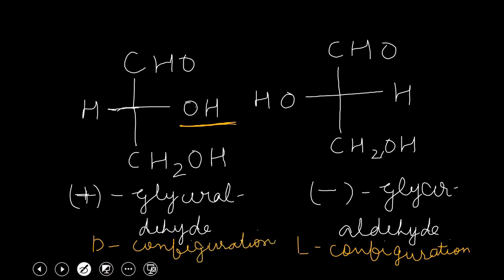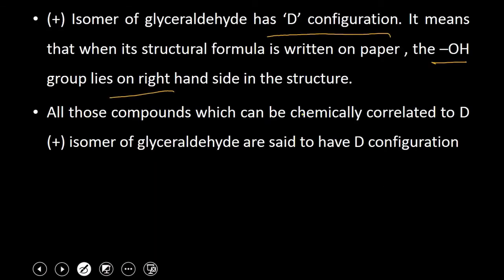So children, this is a very important point I told you. Glyceraldehyde has two isomers. The one which is having OH on the right side of the second carbon atom is the plus glyceraldehyde. It has the D configuration, and the one which is having OH on the left side of the second carbon atom is the minus glyceraldehyde, and it has the L configuration. So all those compounds which can be chemically correlated to plus isomer of glyceraldehyde are said to have D configuration.